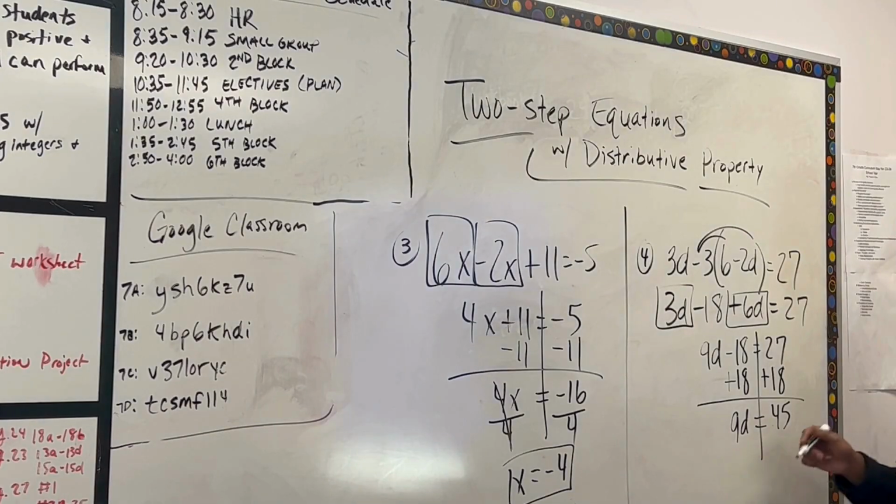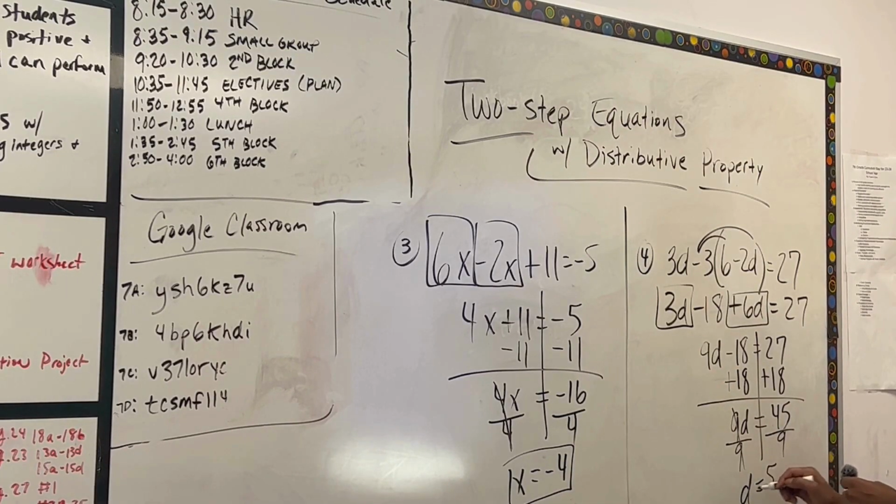Good. 9 and D to come together is multiplication. To undo it, let's divide by 9. I have to do it to the other side. 45 divided by 9 is 5.